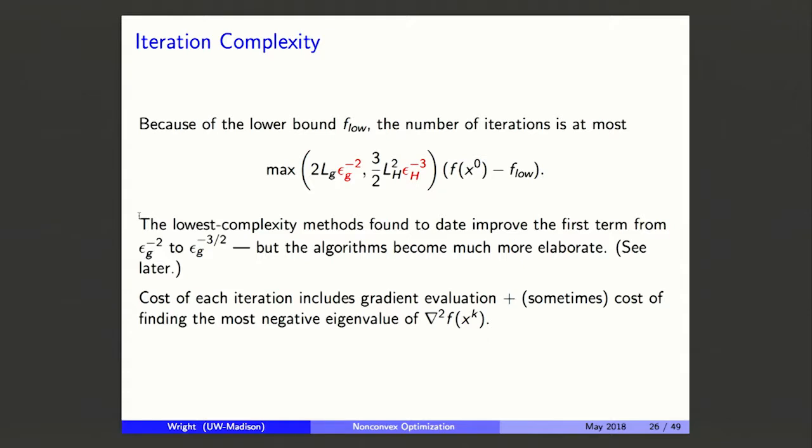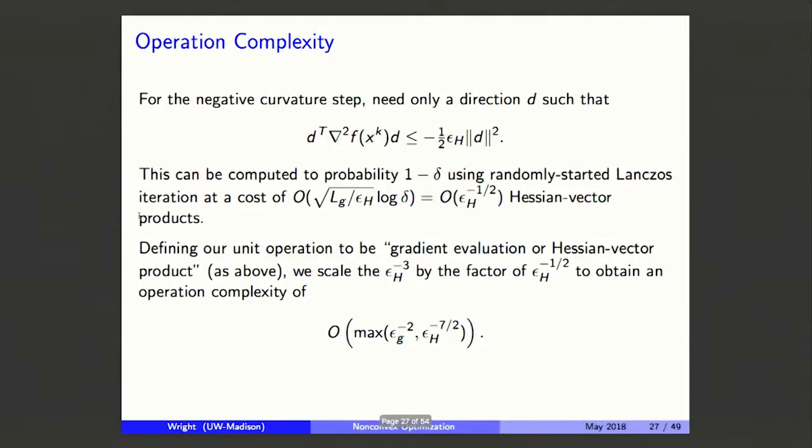But if you're taking this kind of step, you need that dk corresponding to the most negative eigenvalue. How do you find that? Well, it turns out that the tool you can use here is a randomized Lanczos type method. You can show that with high probability, using order epsilon h to the minus 1/2 iterations of Lanczos, each of which is a Hessian vector product, you can find a good enough approximation to the most negative eigenvalue. I'll explain that a little bit more as we go.